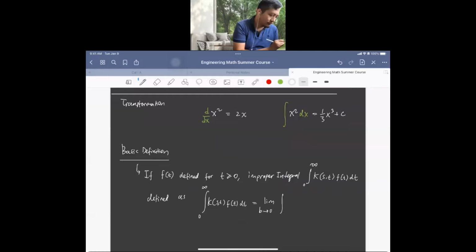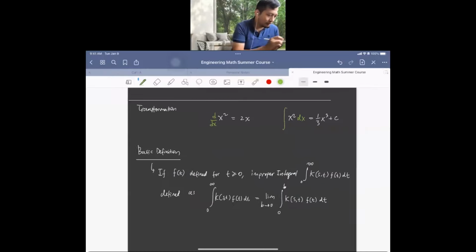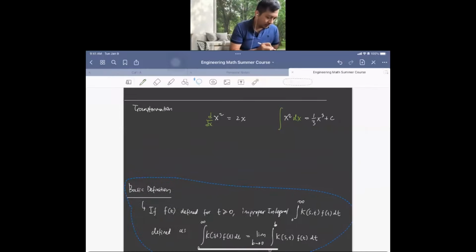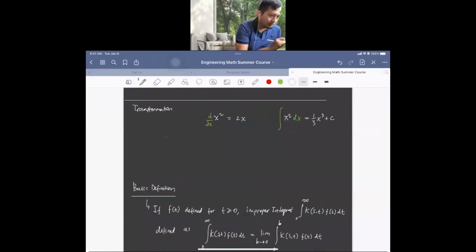let me use b. Usually we use t for the improper integral, but let me use b because t is already inside as another function. So this is 0 to b of k(s,t) f(t) dt. Now what is k? Let me give a definition of k. So a definite integral, let's say we have from a to b of k(s,t) f(t) dt.